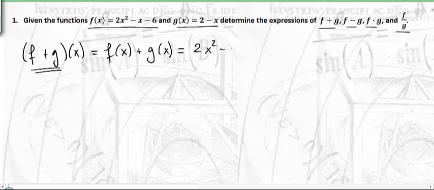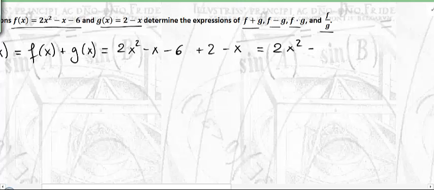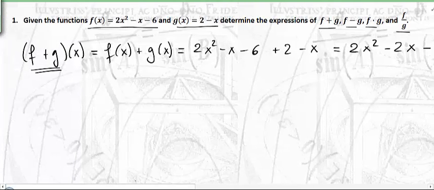So you take the expression of f, you take the expression of g, and you just combine them, right? So this is 2x squared. Negative x minus x is negative 2x, and negative 6 plus 2 is negative 4. We could factor 2. We don't have to. This is not the question.